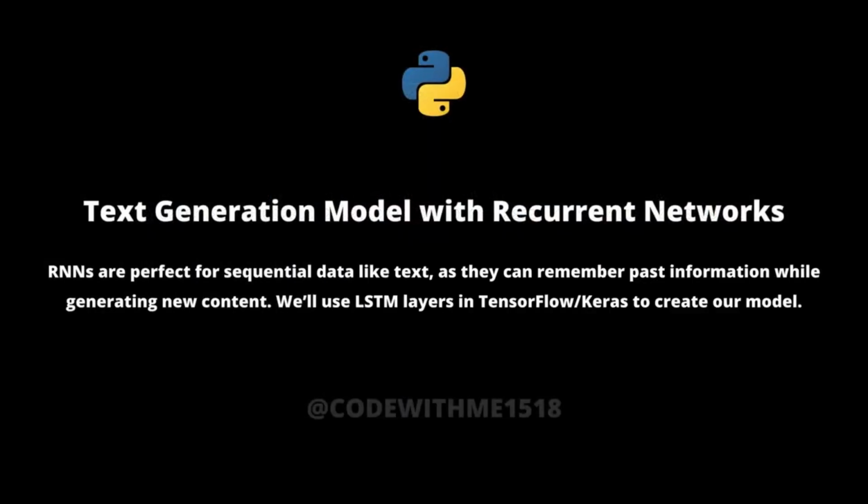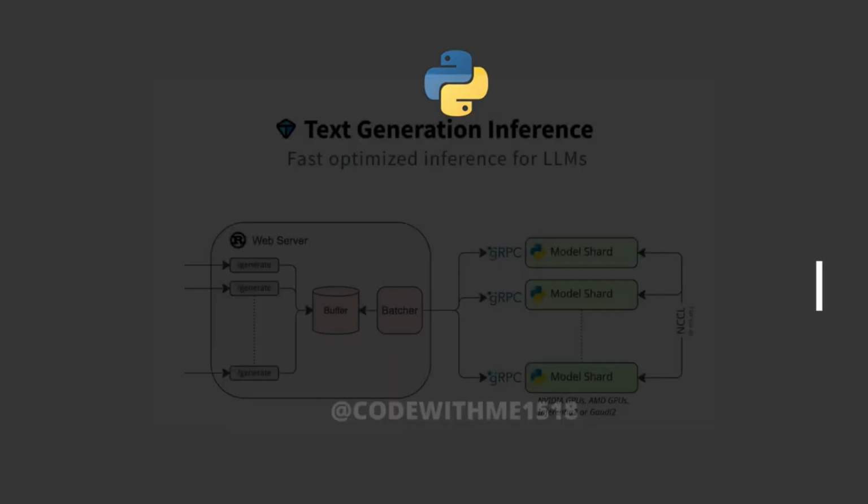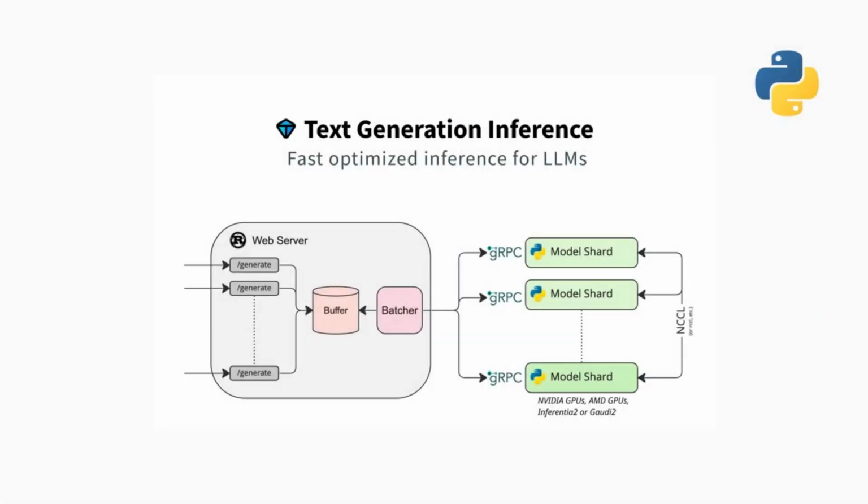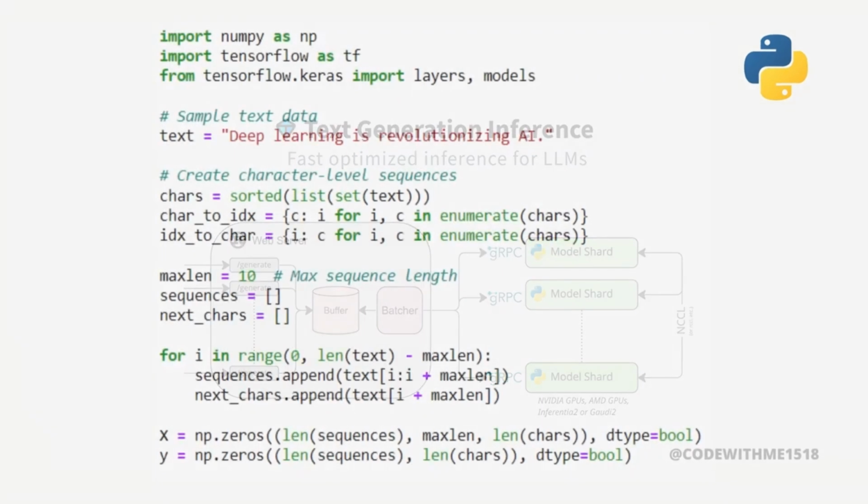Now, let's move on to building a text generation model using a recurrent neural network, RNN. RNNs are perfect for sequential data like text, as they can remember past information while generating new content. We'll use LSTM layers in TensorFlow's Keras to create our model.